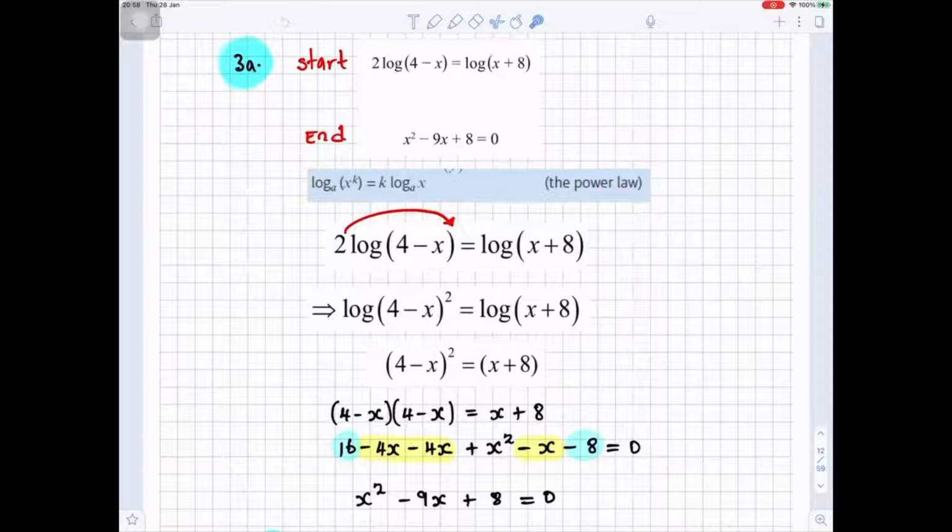So what you're left with is x squared, minus 4x, minus 4x, minus x. The ones in yellow will end up to be minus 9x. And 16 minus 8 will give you 8. So your answer, x squared minus 9x plus 8 equals 0.